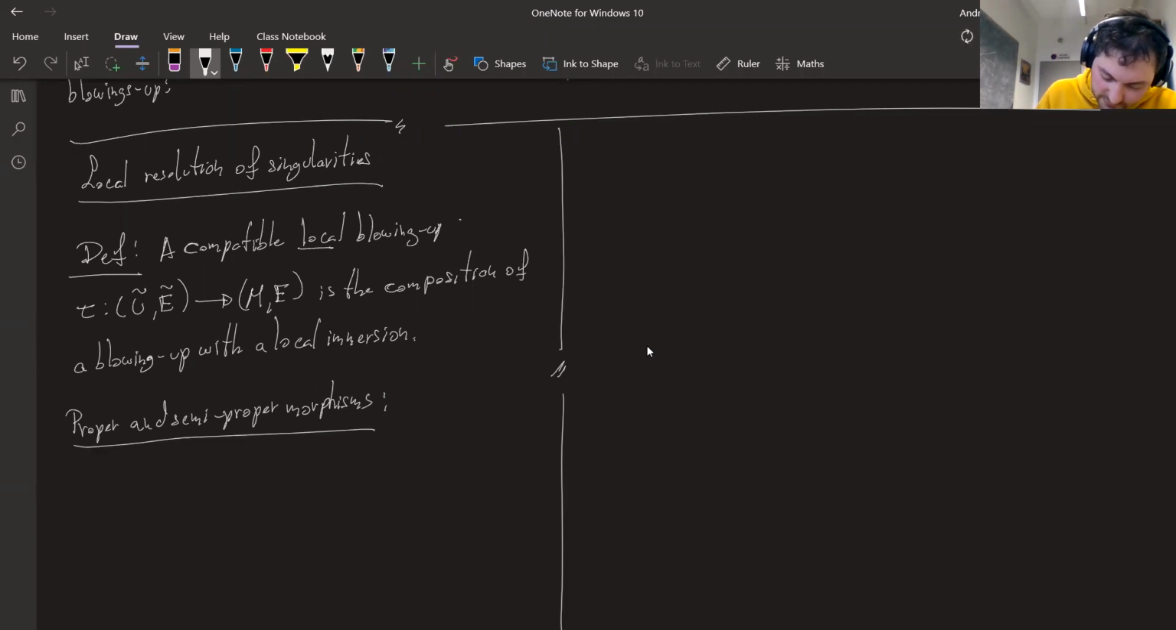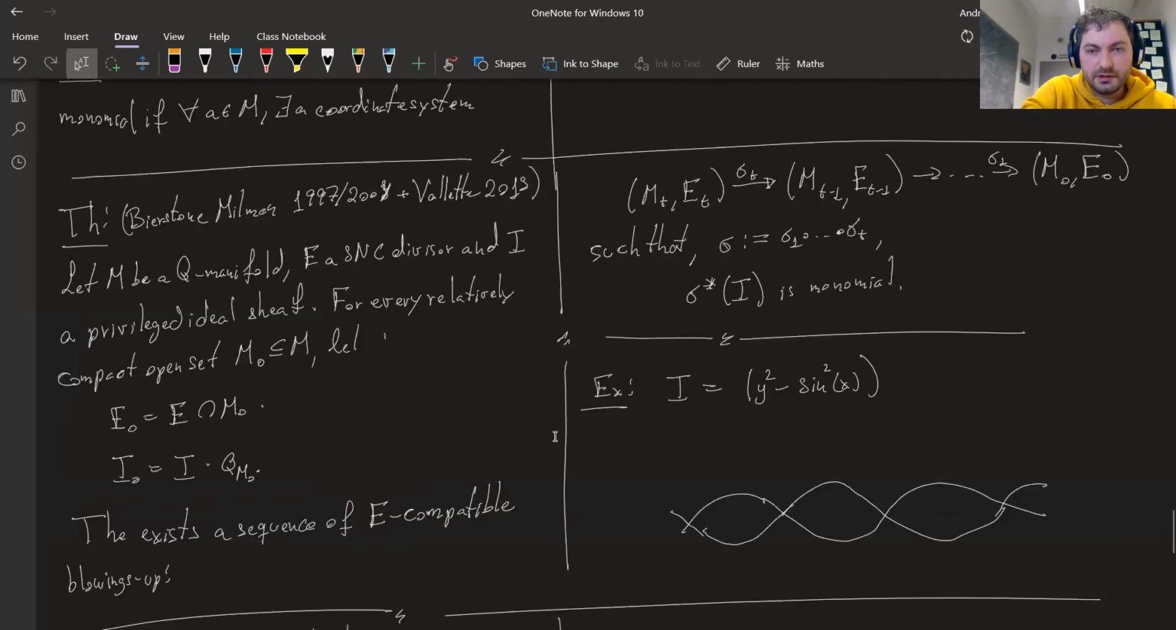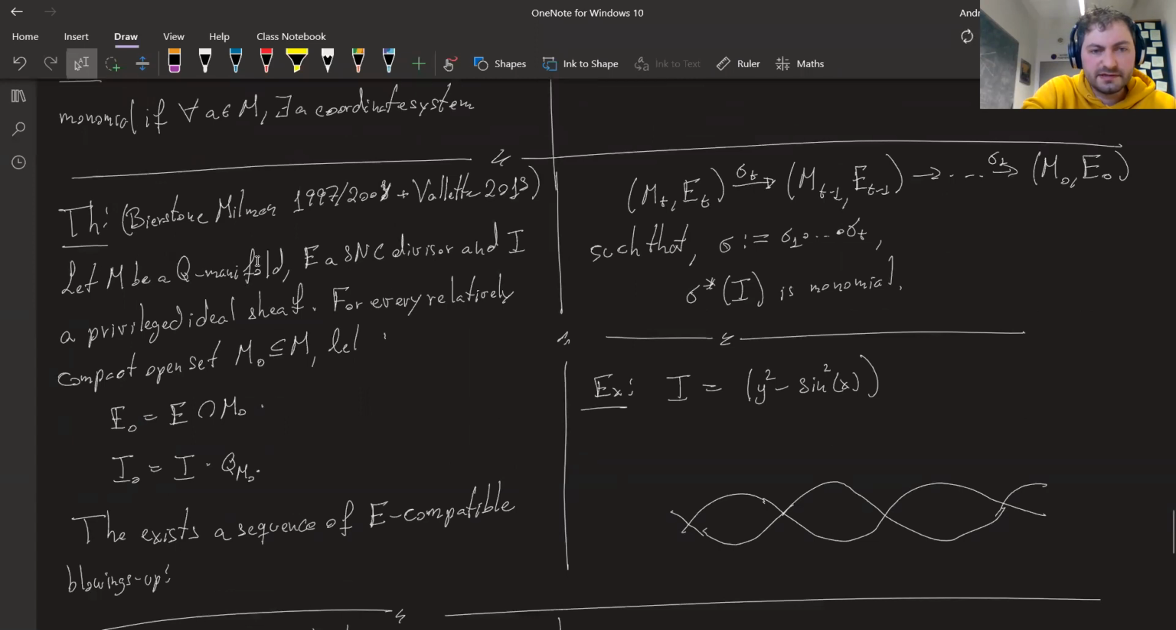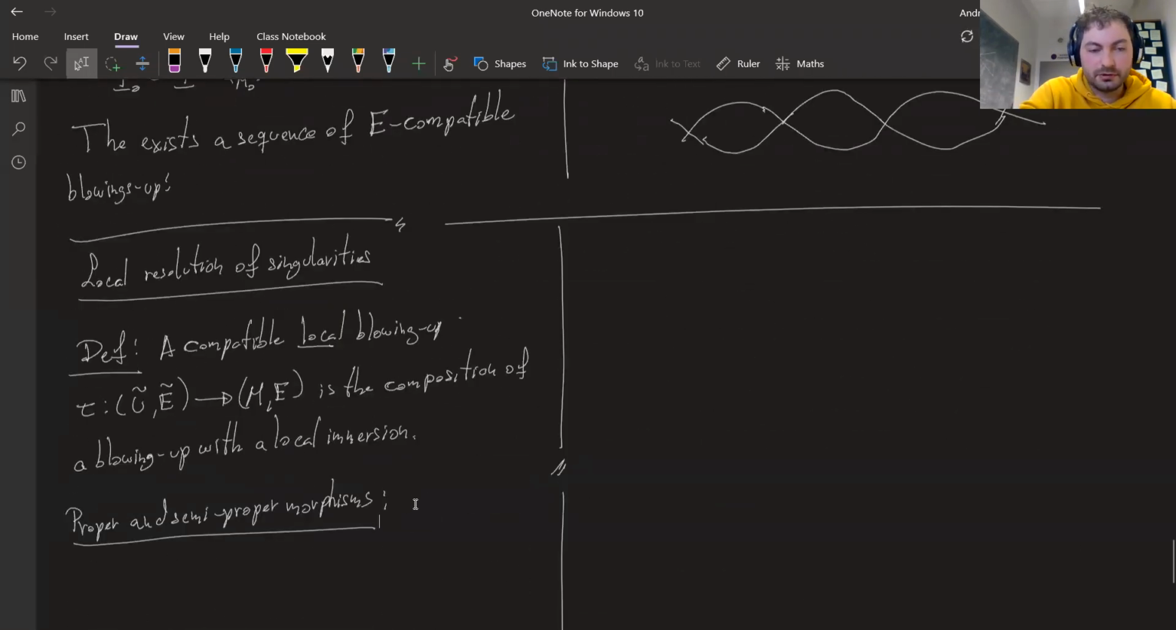So we need a second definition before defining what is going to be the local resolution, but I anticipate that I won't have time to state everything, and I actually wanted to prove a result today in the last 10 minutes, which is connected with proper and semi-proper. But the local resolution of singularities is basically going to tell us that there exists a sequence of local blowing ups, or several sequences of local blowing ups, where the pullback of the ideal is going to be monomial, but we need some sort of condition so that we cover all of M. And this is going to be the condition given by this proper and semi-proper morphism.